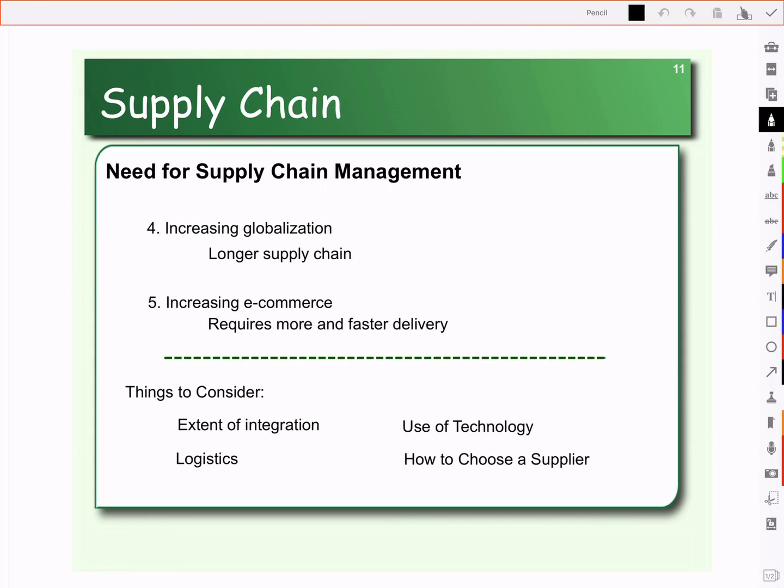We also need supply chain management because of the increase in e-commerce. So we look at e-commerce, we're looking at the use of computers to conduct buying and selling. So with e-commerce, with the fact that customers can buy online, that means that we now have more competition, and it becomes more important to have fast delivery and to be responsive to our customers. And so we need to have a well-managed supply chain so that we can get what the customer wants when they want it, and so that we don't lose customers because we don't have what they want.